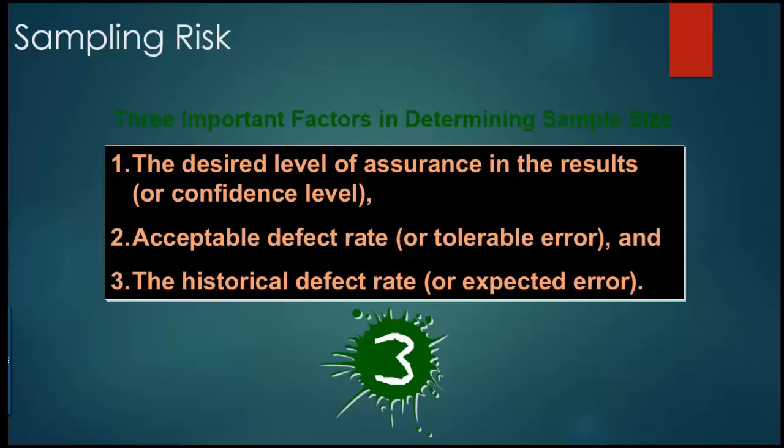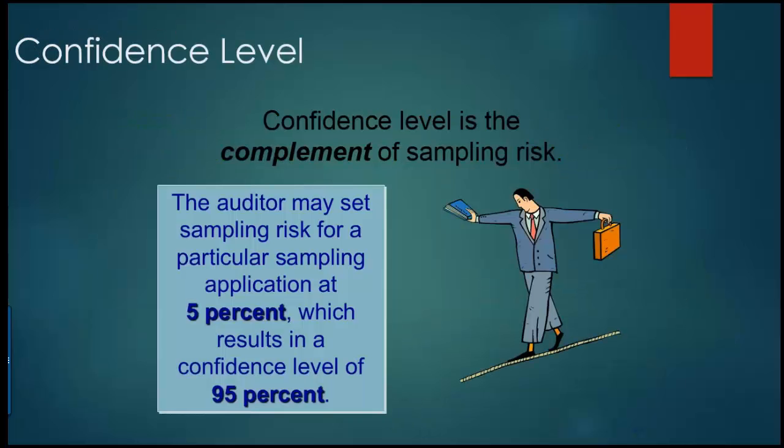When we are managing sample risk, we're managing it from these three different perspectives, and we need to understand these three perspectives in a couple of different ways. The first is the desired level of assurance, or the confidence level. The next is the acceptable defective rate, or the tolerable error rate. And the third is the historic defective rate. So when we're looking at this, the confidence level is the complement of sampling risk.